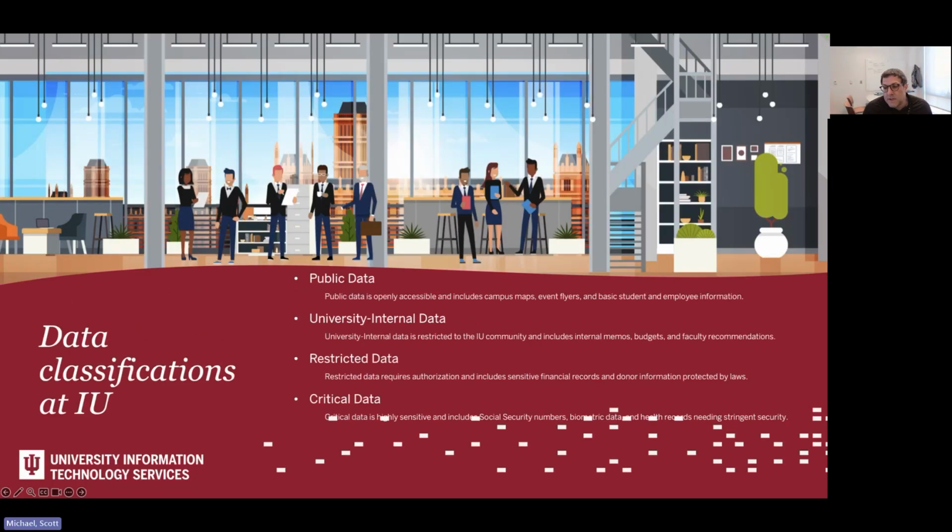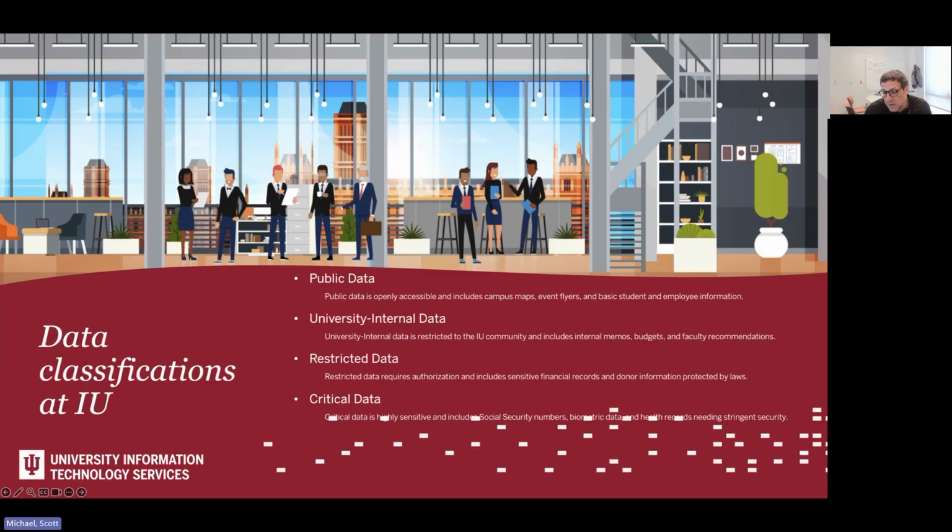So at the university, there are these different data classifications. There's public data. Basically, this is data that anyone can access and you can just get from the web. Any public data is fine to go through any of the tools that you have access to at the university. There's university internal. Probably most of the stuff for research is not going to be university internal. Most of the research data is either going to be restricted or critical data.